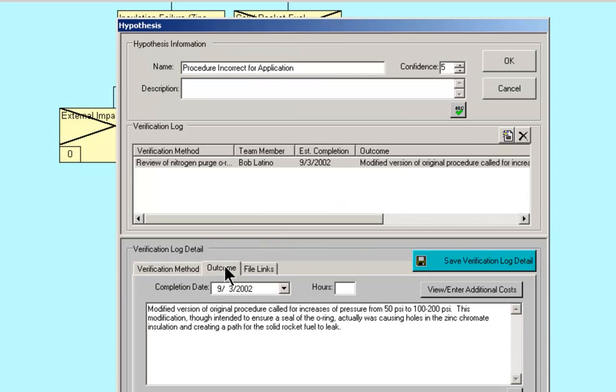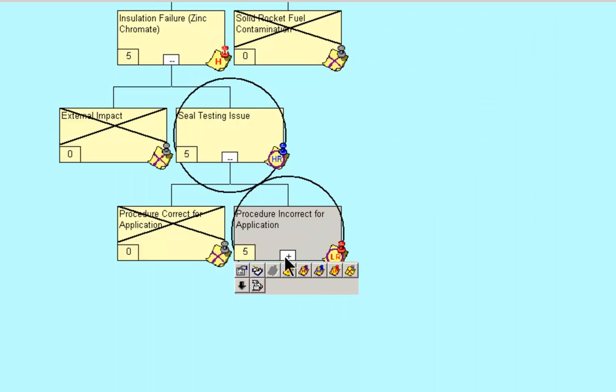In this particular case, the modified version of the original procedure called for increases of pressure from 50 to 100 to 200 psi. This modification, though intended to ensure a seal of the O-ring, actually was causing holes in the zinc chromate insulation and creating a path for the solid rocket fuel to leak. So while well-intended, it did not turn out that way.